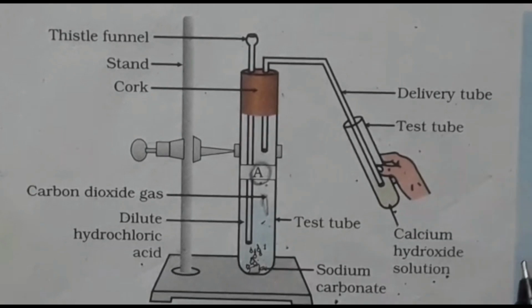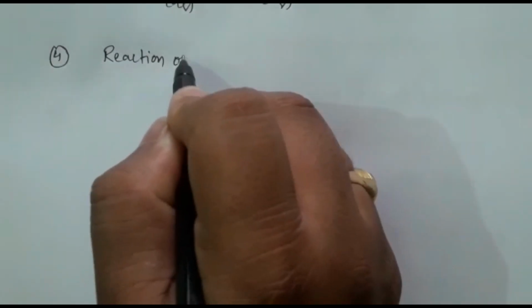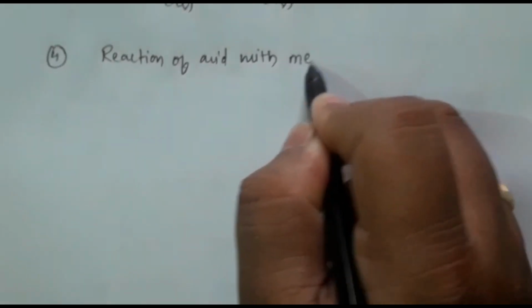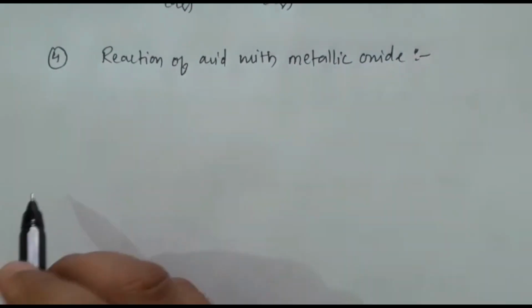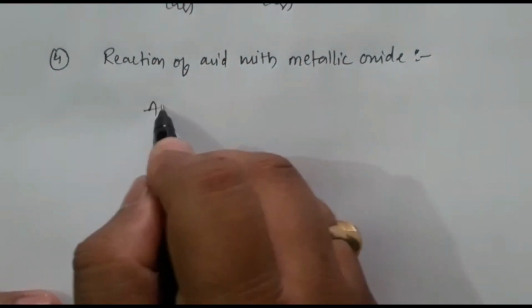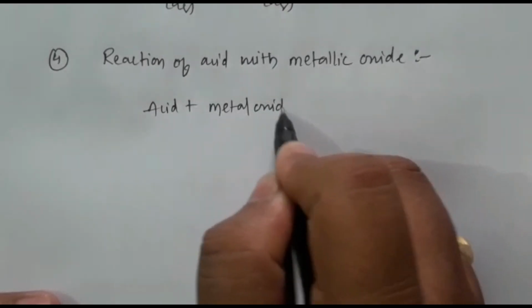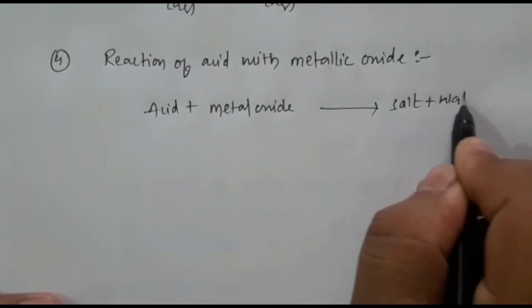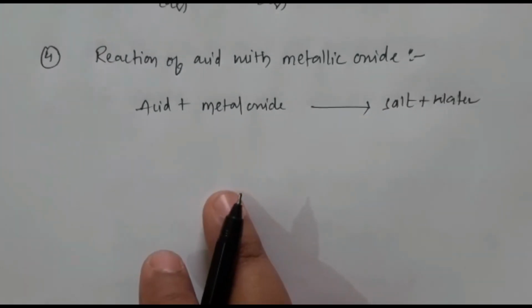Okay, let us learn the next property of an acid. Now the next property is reaction of acid with metallic oxides. So what happens when acid reacts with metallic oxides? Acid plus metal oxide gives you salt plus water. Okay, is it clear for everyone, children? Acid when it reacts with metal oxide gives you salt and water.